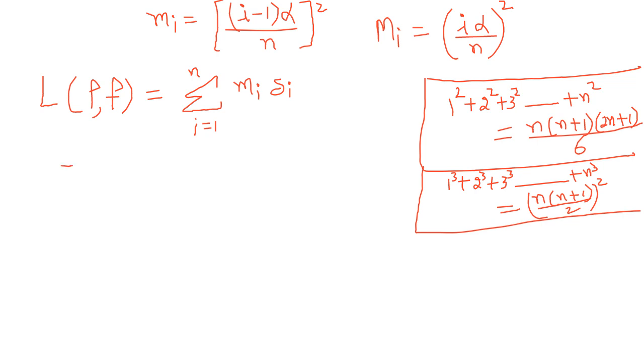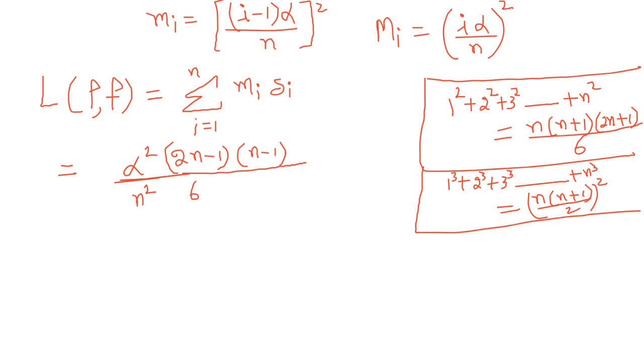Sir, alpha square upon n square, into 2n minus 1, into n minus 1, upon 6. Yes, what about other students?